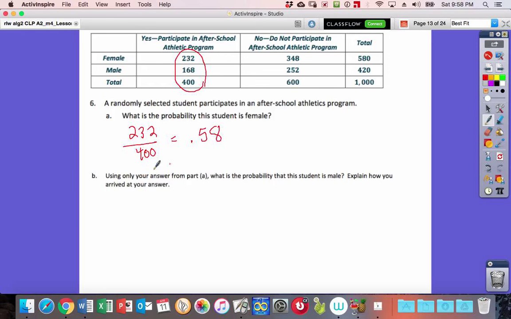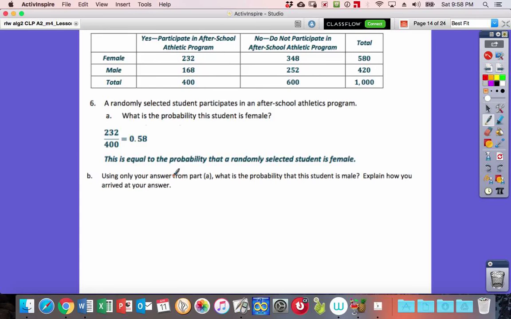Okay, now I'll go to the next slide because it does it nice and pretty for me. I want to know, using only your answer from part A, what is the probability this student is male? Okay, so I know that they're either male or female. So if it's female is 0.58, then if it's male it would have to be 1 minus 0.58, because the most it can be is 100%.